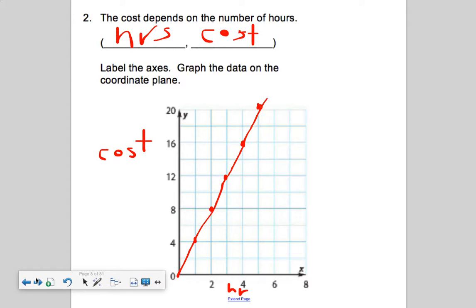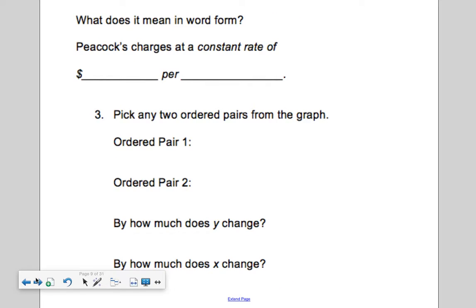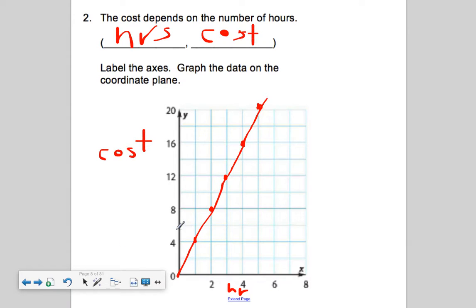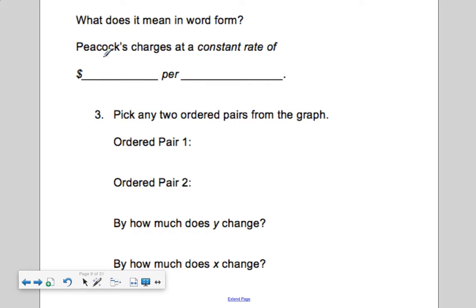So what can you summarize about this graph? What does it mean in word form? Peacock charges a constant rate of blank per blank. How much are they charging per hour? From what I could tell, it seems like $4 for every hour, another $4 for every hour, another $4 per hour. So the constant rate of change it charges is $4 per hour.